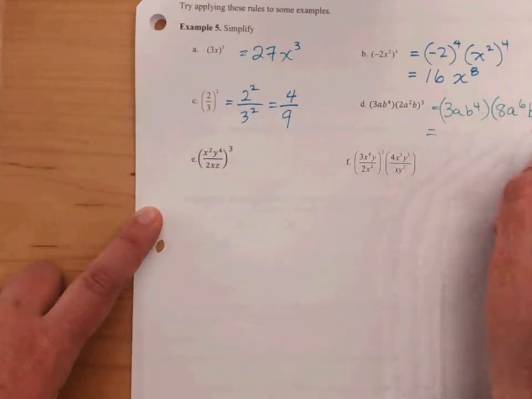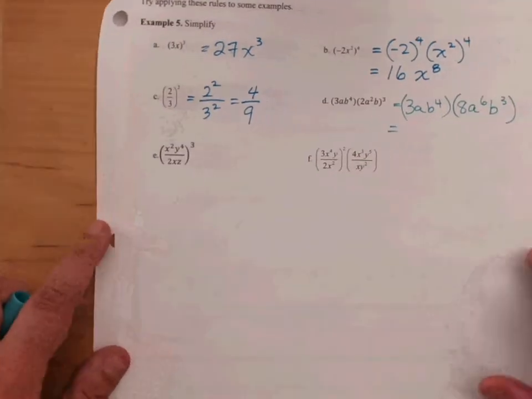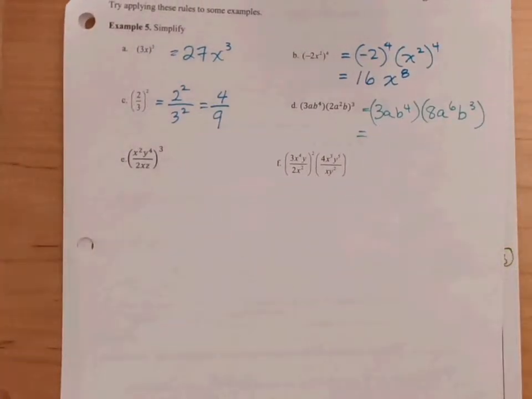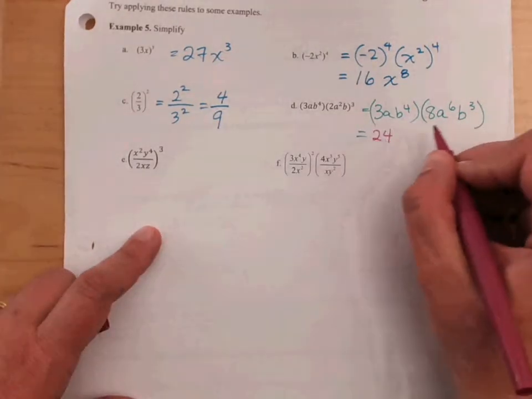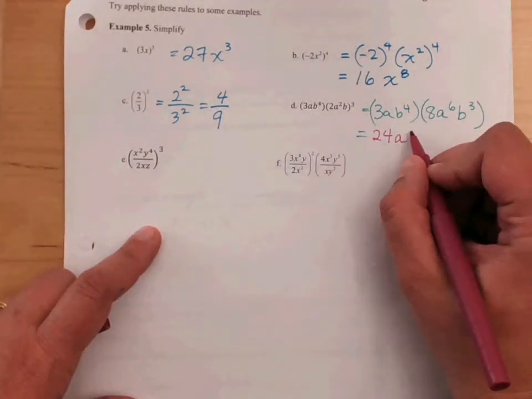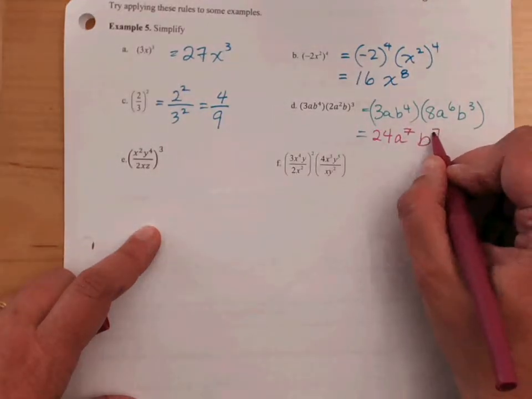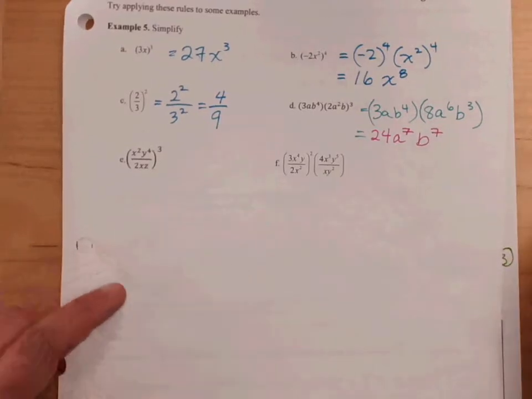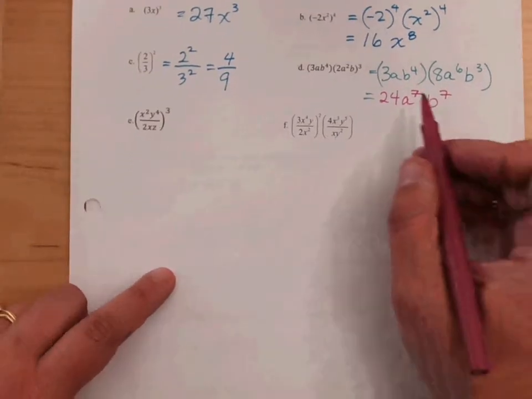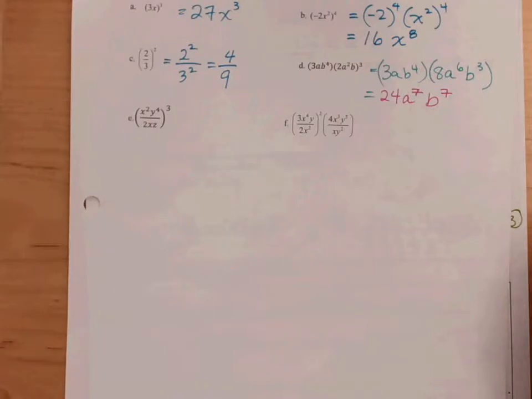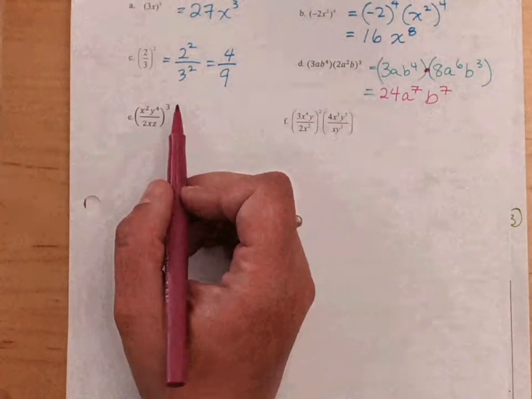Now we're going to multiply these two things together. What do we get when we multiply those together? 24, a to the 7, b to the 7. Because that's the product rule now. Yes, because that's the product rule. We're multiplying, so we're going to use the product rule. Okay, what about this one here?